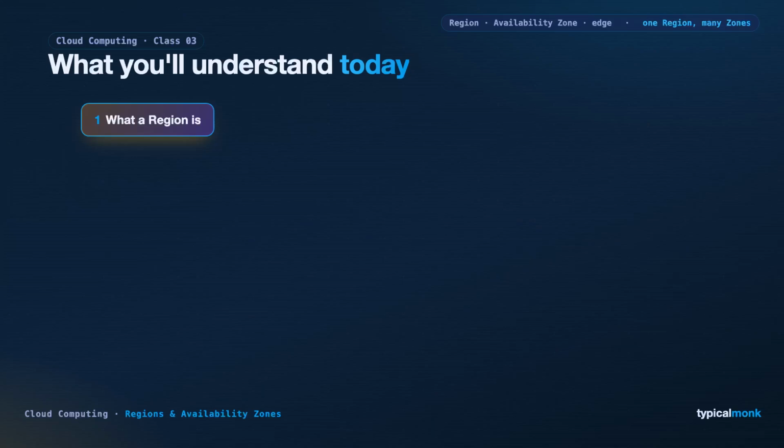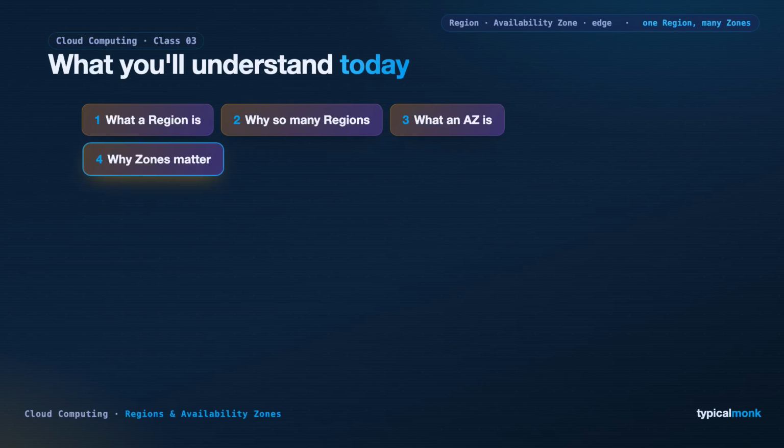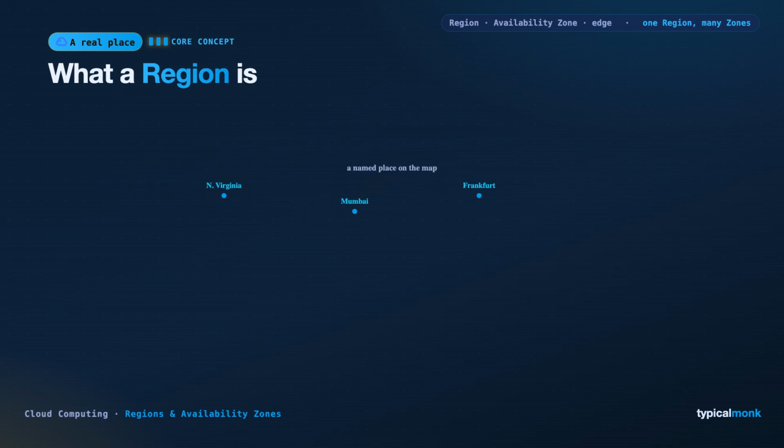Here is what we will understand today. First, what a region actually is. Second, why there are so many regions around the world. Third, what an availability zone is. Fourth, why availability zones exist and the resilience they give you. Fifth, edge locations and how they differ. And sixth, how to actually choose the right region for your application. Let us begin. Let us start at the top of the structure with the region.